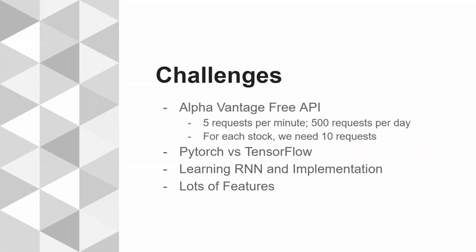I'm going to talk about some challenges that we faced. The AlphaVantage API meant that we can only have 5 requests per minute and 500 requests per day, and for each stock we need 10 requests. That really limits our ability to scale up and get more stocks in our data. Also, we looked at PyTorch, but that didn't really work out for us, so we moved to TensorFlow.